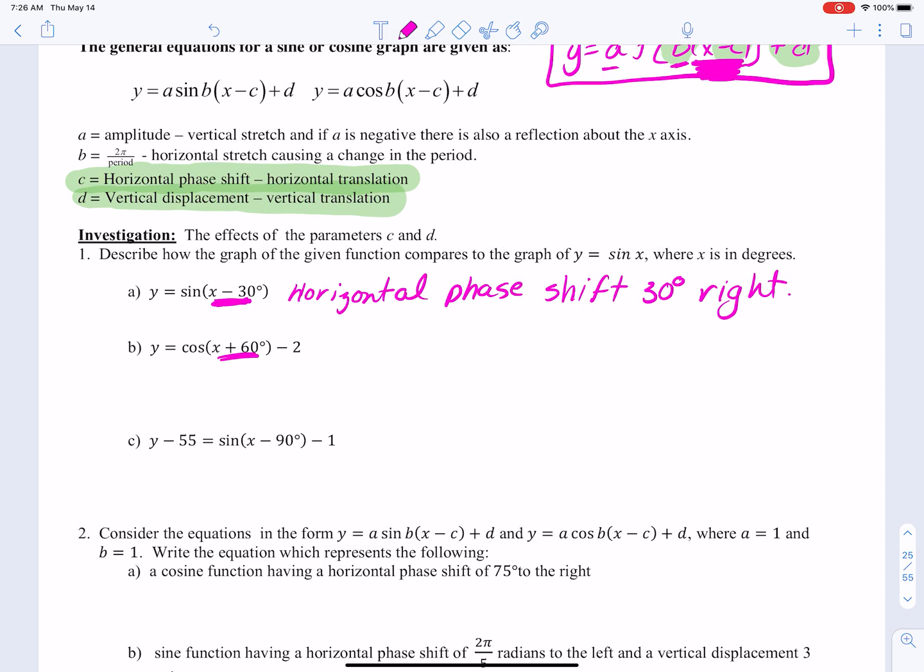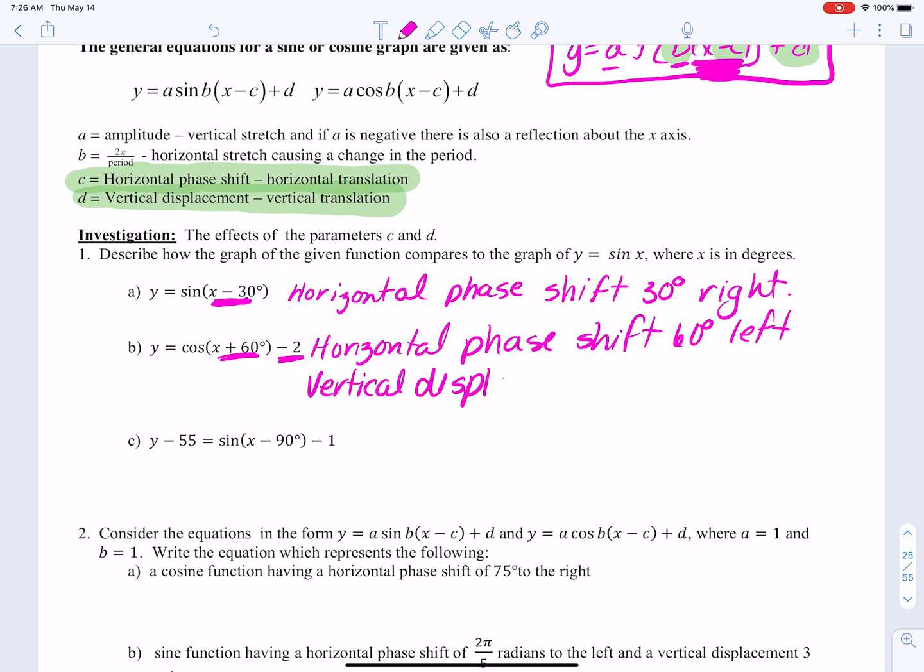Now we have, with part B, another horizontal phase shift. And that's 60 degrees left. But we also have a D value here, so that'll be vertical displacement. Two units down.